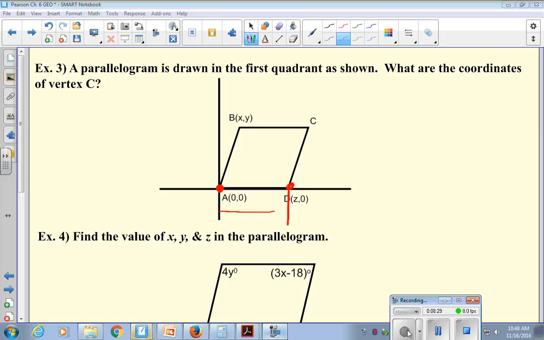what distance did I travel from A to D horizontally? How far did I go? If I'm standing on A, how far did I walk to get to D? It's not 2, it's a Z. We went Z distance. So if we have a parallelogram and we start at B, we are also going to travel a distance of Z.